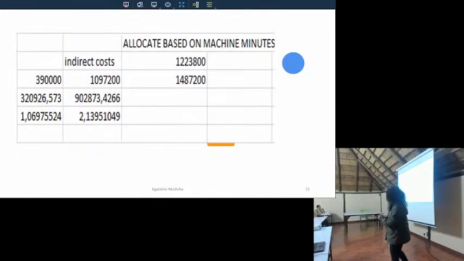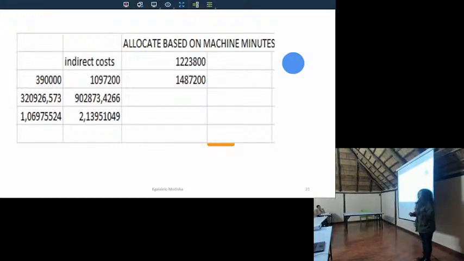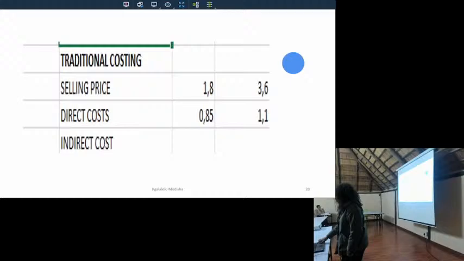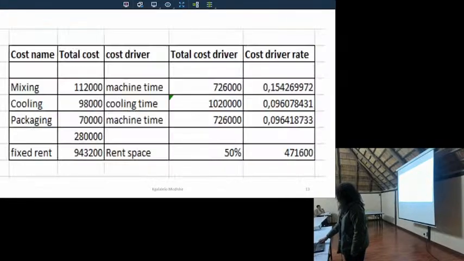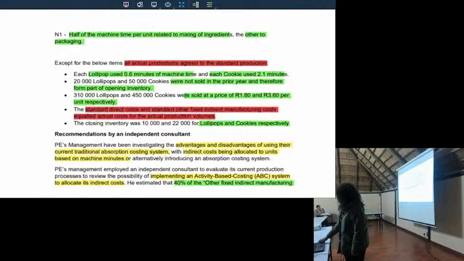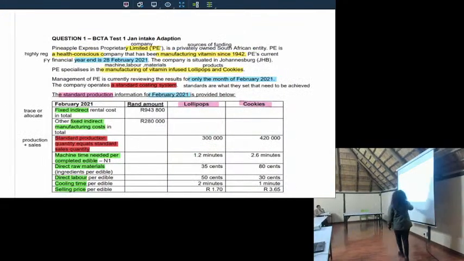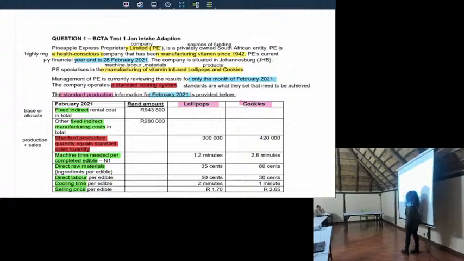Now, the allocation, right? We had to allocate it based on our machine minutes. Our total indirect cost, we mustn't forget our rent. That's why it's 1, 2, 2, 3, 800. Are you seeing that? The total indirect cost. It's 943,800 plus 2810. Those are the total indirect costs that we're allocating.